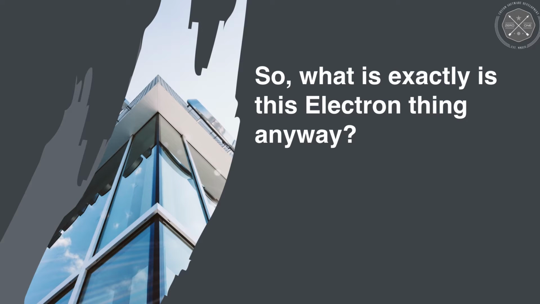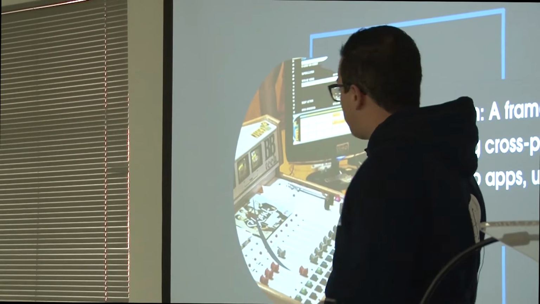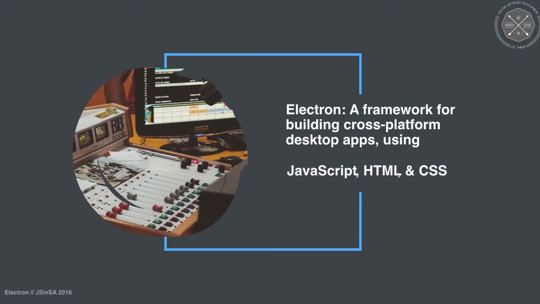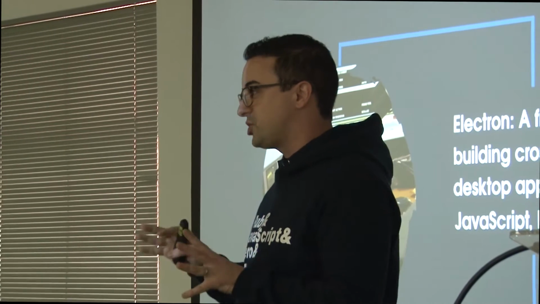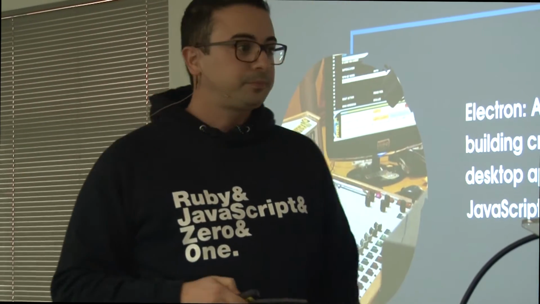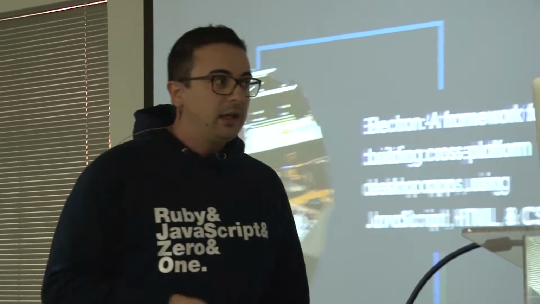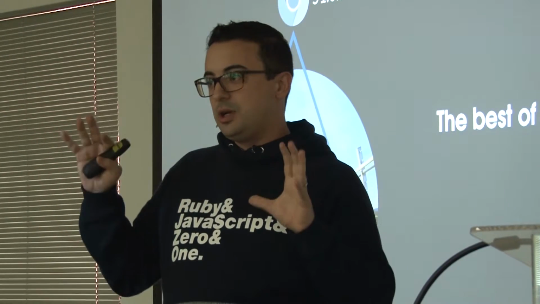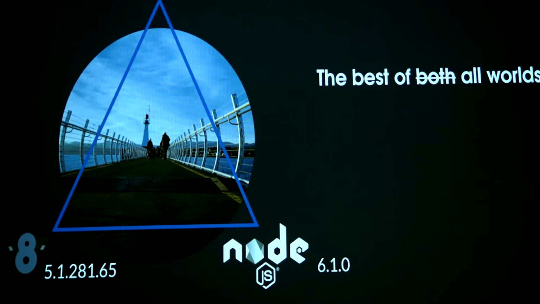So what exactly is Electron? What is this Electron thing? There's a few things that you need to understand about Electron. The first thing is that Electron is a framework that is built on three core technologies. The first one is obviously JavaScript. The second one is HTML. And then the third one is CSS. So you can write cross-platform desktop applications using the technologies that we use every single day.